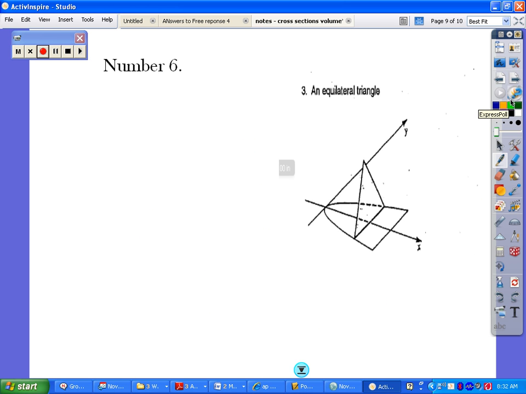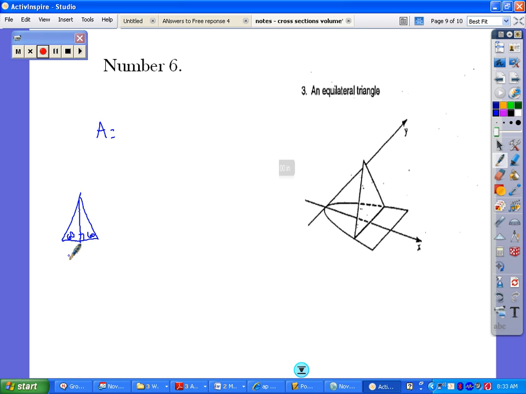So for number 6 on your worksheet, we have our equilateral triangle. This is usually one of the most difficult ones just because the formula is harder. So we are finding the area of an equilateral triangle, and its base is in the same region that we just did. So they drew the graph for us, and we need the area of an equilateral triangle. So remember, if you don't remember, you can go back to the first slide and pull it from there, but you can always do our 30, 60, 90.